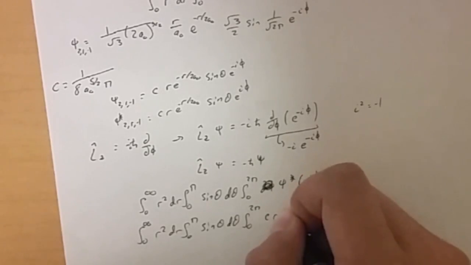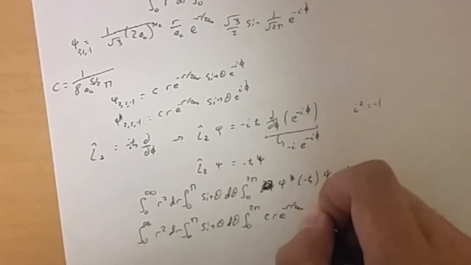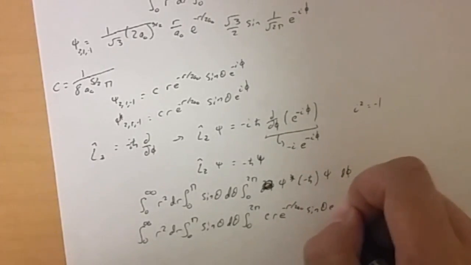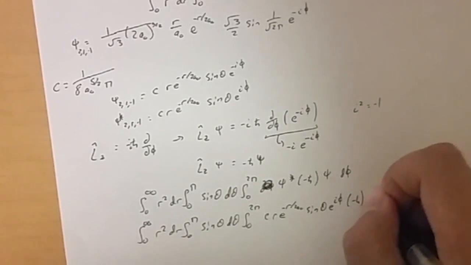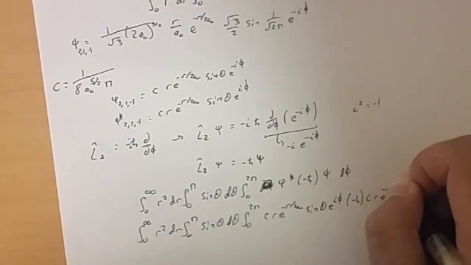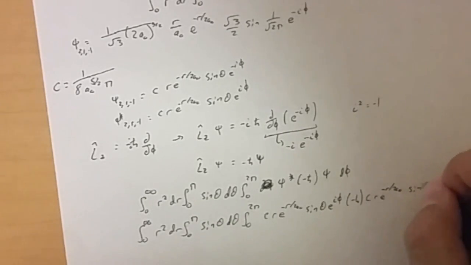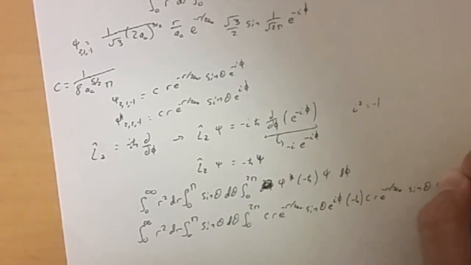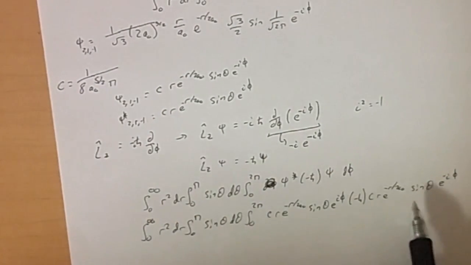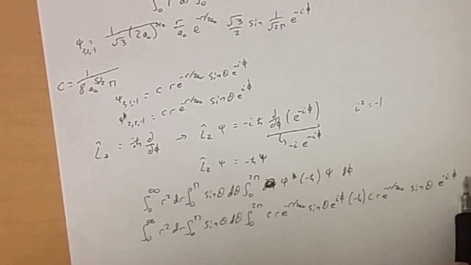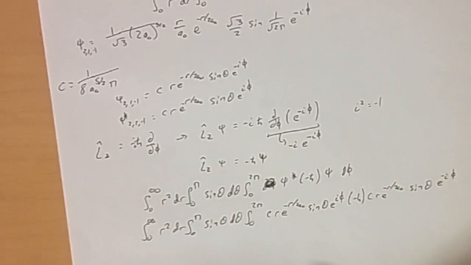Okay, so we've got c r e to the negative r over 2a naught sine theta e to the i phi, negative h bar c r e to the negative r over 2a naught sine theta e to the negative i phi. Now if you notice, these are basically the exact same thing, except that one has negative i phi and the other one has just i phi.